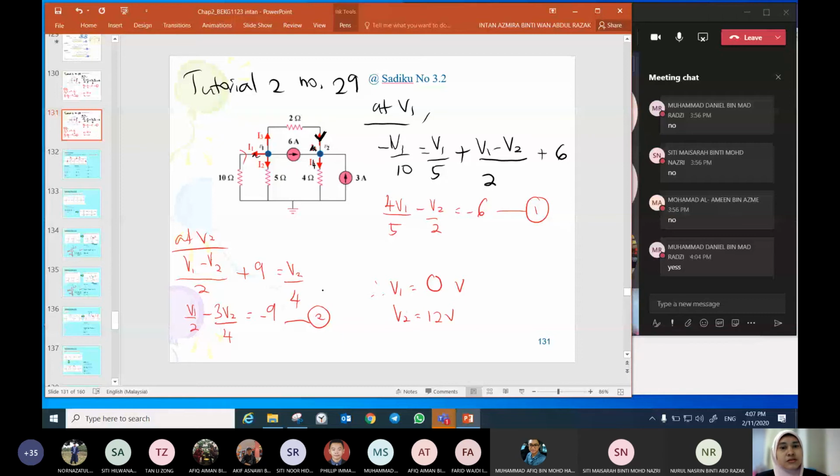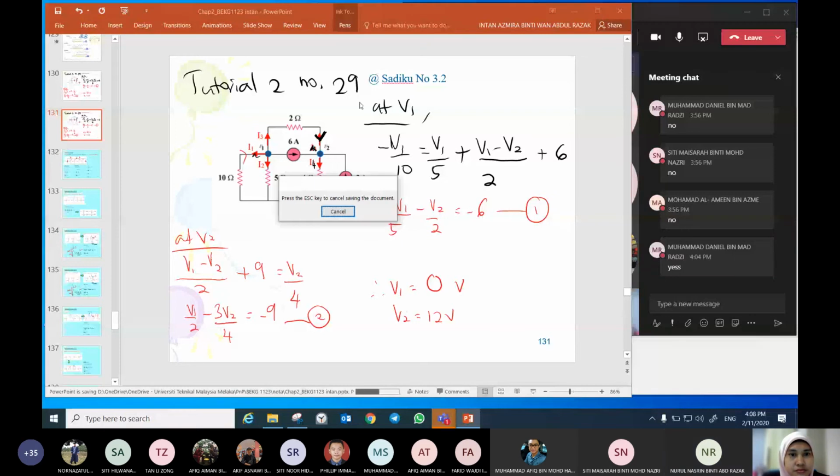Okay. At V2, now we check. So this is the equation at V1, and then we simplify, it will be the same. At V2, current enter is, I1 is not involved with V2. At V2 we have I3, and then we have 6, we have 3, and then we have I4. The rest is the same. Okay, Nasrin, any question?